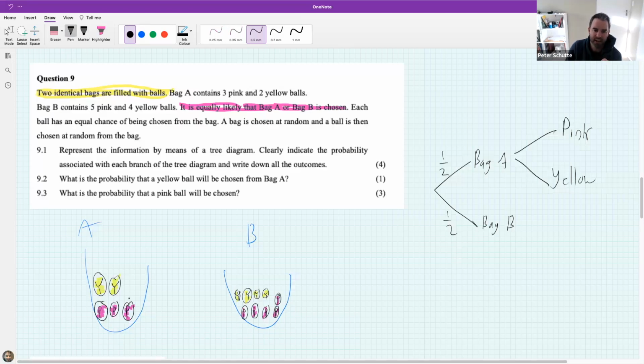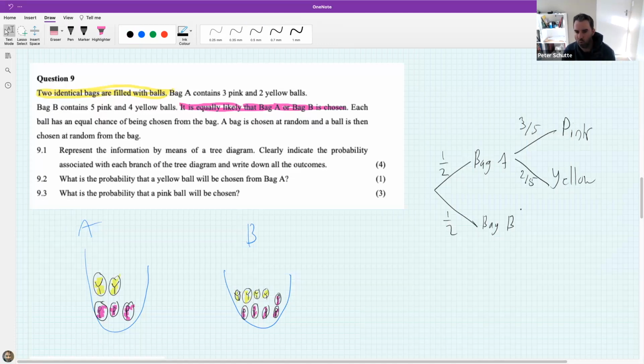So 3 out of the 5 possible balls. So if you're choosing one, there's a 3 in 5 chance of choosing pink. And the chance of choosing yellow is going to be 2 out of 5. So we write it on the branch.